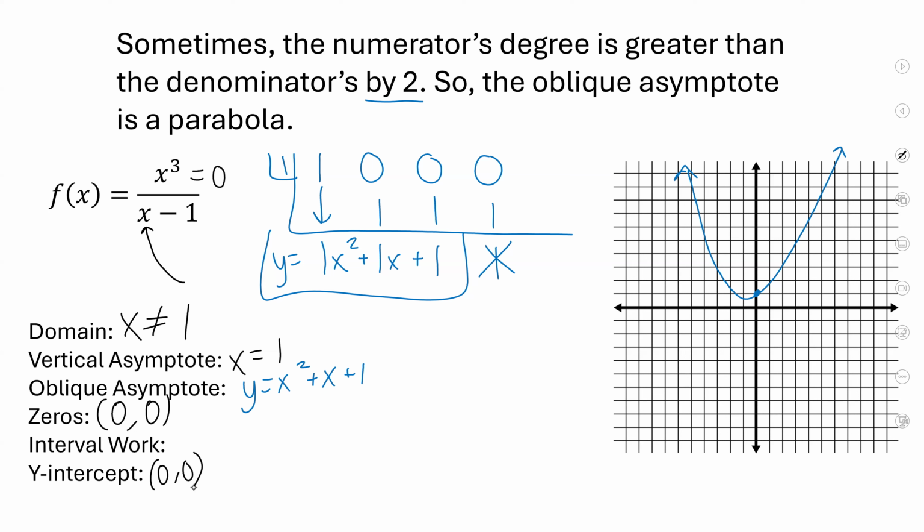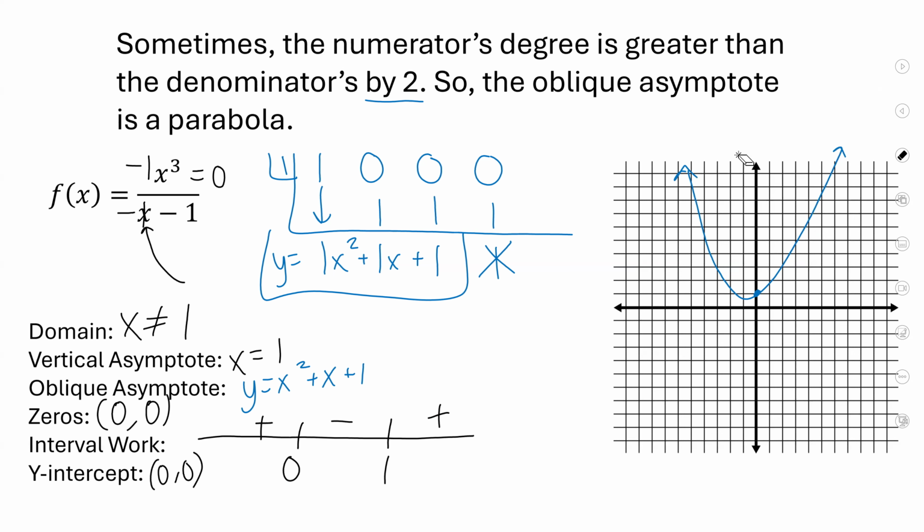Okay, so let's do our interval work real quick. You have a 0 at 0 and a vertical asymptote at 1. So if I plug in a number such as -1, I'll get a negative in the numerator and the denominator. That would be positive. If I plug in a number like 0.5, I would be negative. If I plug in a number bigger than 1, I'll be positive. Okay.